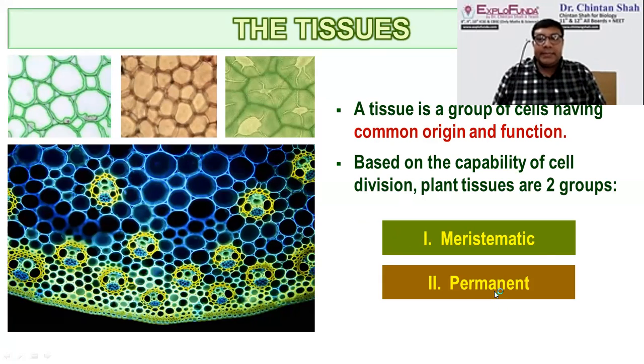Meristematic tissue has the capacity for cell division. They will be capable of cell division and they will go for cell division continuously. As a result of that, they are adding many more cells and they will definitely help in growth.